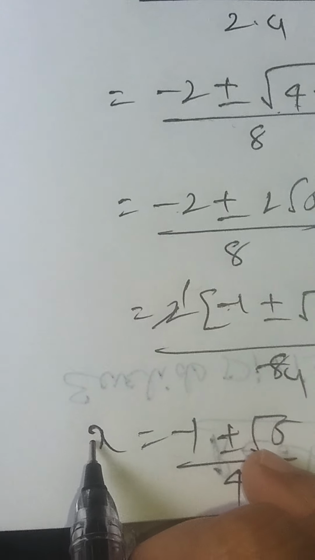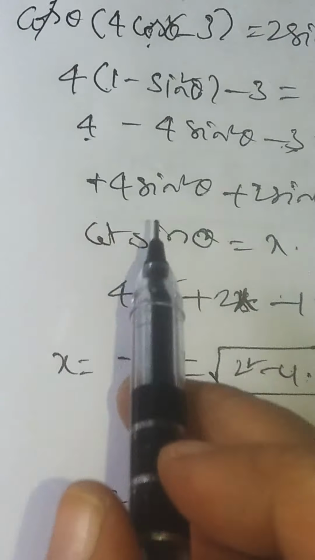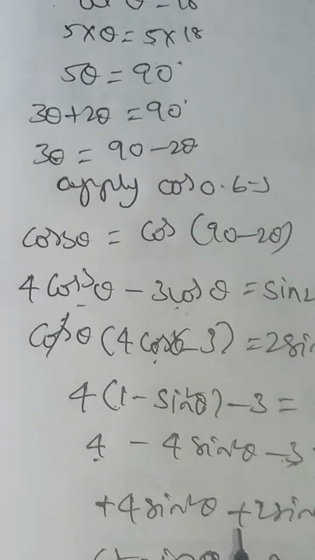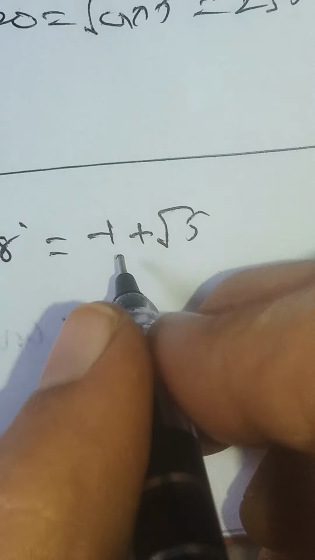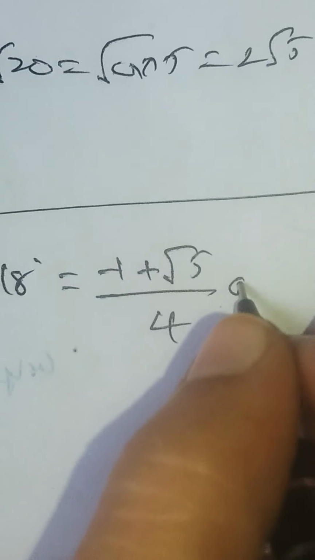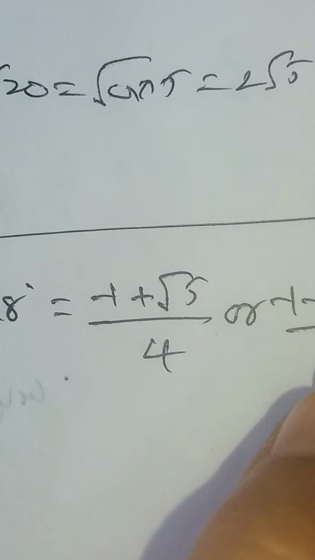Now what is x? X means sin theta. Theta is how many degrees? 18 degrees. Now we'll get here sin 18 degrees. Sin 18 degrees is equal to minus 1 plus square root of 5 by 4 or minus 1 minus square root of 5 by 4.